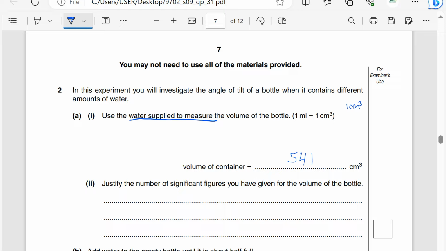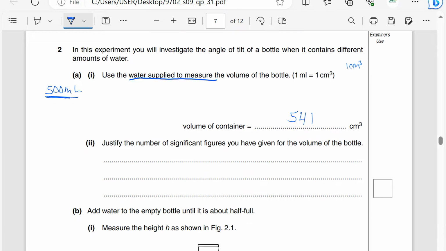Remember, I said I used bottles which are normally labeled 500 milliliters. When it is not full to the top, it is supposed to hold 500 milliliters of water, but if you completely fill it to the top, there will be an extra small volume. That's why this student got 541 centimeters cubed. That one is easy to do. Pour the water, emptying the bottle into a measuring cylinder as you add up.